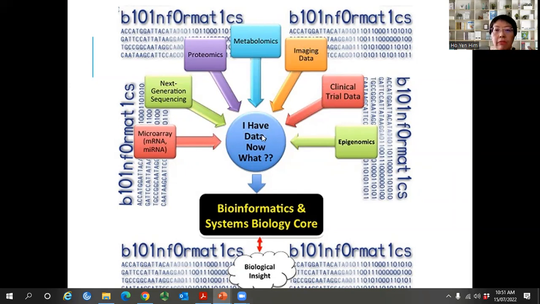Okay, so I have the data now. Now what? So all this data is available. So now what? Now we use bioinformatics to store the data, to search the database, to retrieve the data that we need, and then to use software to do the analysis to obtain biological insights. Oh, vaccine A is more effective than vaccine B. Oh, vaccine A has side effects. Vaccine B has fewer side effects. So this is called biological insights.